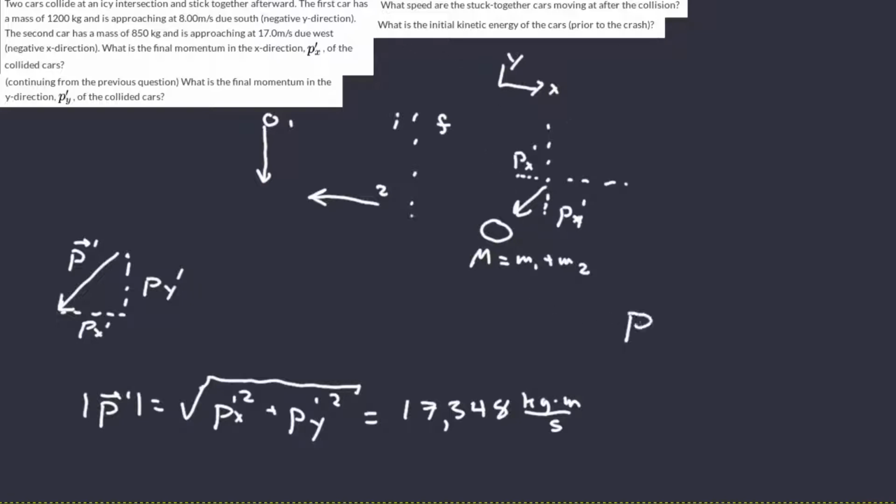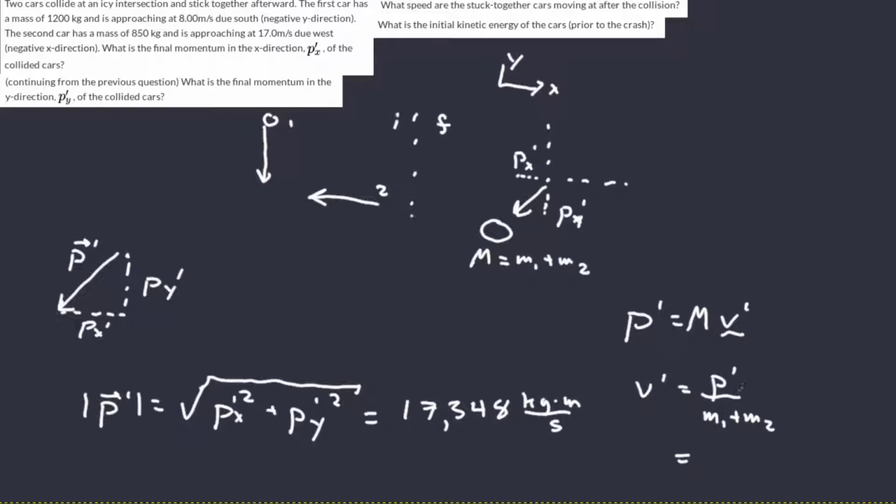So we can convert this to a speed by using p prime is equal to M v prime. In this case, it's not little m, but we're representing this as a capital M, so I'm going to change that to capital M. Remember, we're talking about the stuck together cars here. So this is the momentum of the stuck together cars, the mass of the stuck together cars, and the speed, which is what we're trying to find in this problem. So v prime is just equal to p prime over big M, and big M is equal to m1 plus m2.